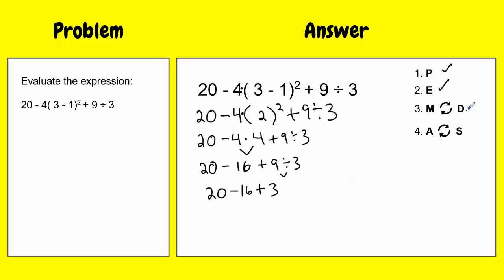So step 3, I can see is complete. There's no more multiplication or division. What's left is step 4, add or subtract. So when I scan from left to right, I have subtraction, meaning I have to do this first. 20 minus 16 is 4, and bring down the rest, plus 3. And the only operation left is addition, so I just simply carry that out and I get 7. So step 4 is complete. I followed the order of operations in the exact order, and I got my final answer of 7.